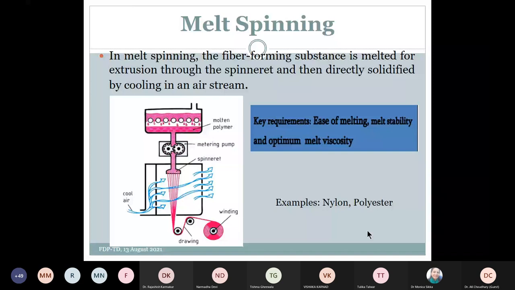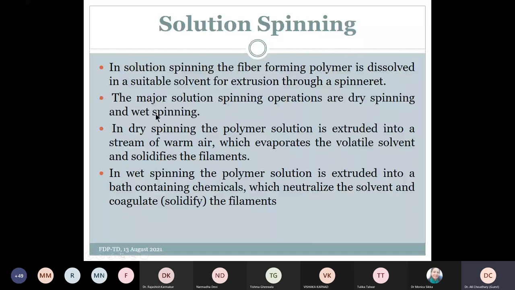And another is solution spinning technology. In solution spinning, the fiber-forming polymer is dissolved in a suitable solvent. So here we need a certain chemical solvent for dissolving the polymers, and then extrusion through the spinneret is carried on. The major solution spinning operations are dry spinning and wet spinning. So dry spinning and wet spinning are the two techniques for the formation of man-made fiber from solution spinning.